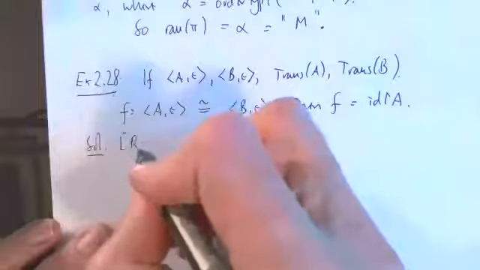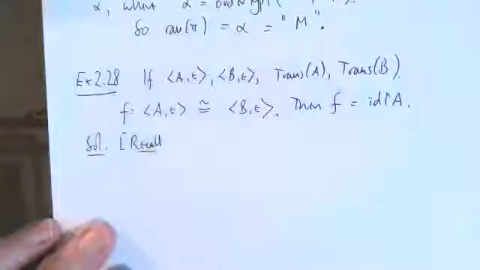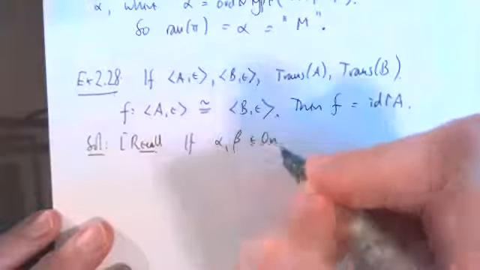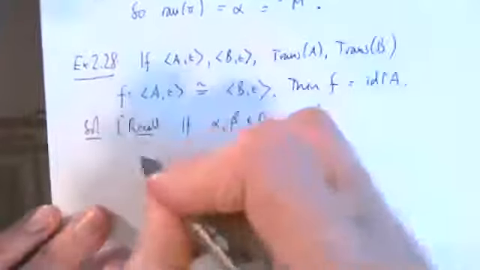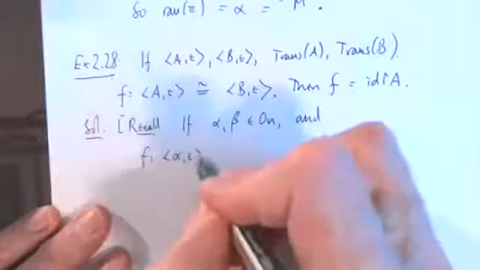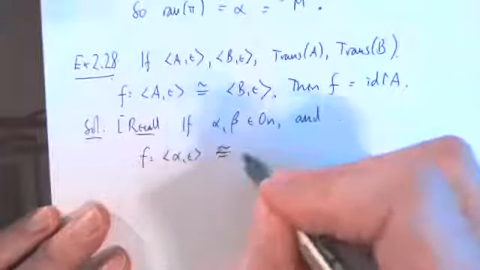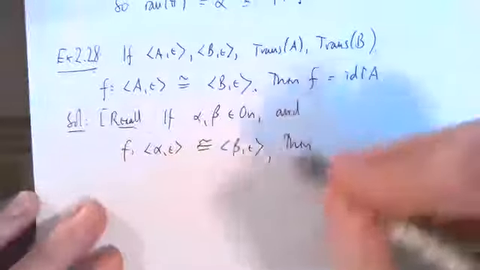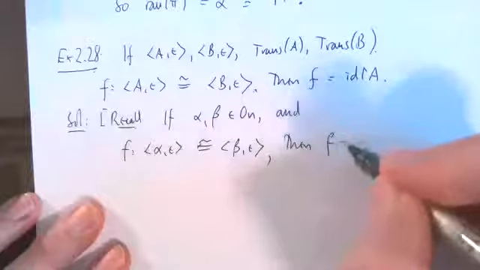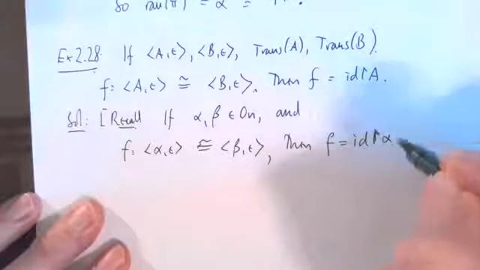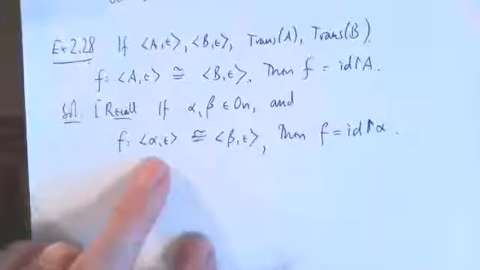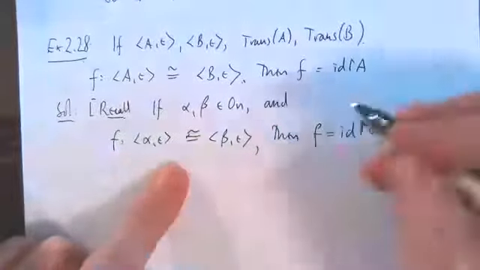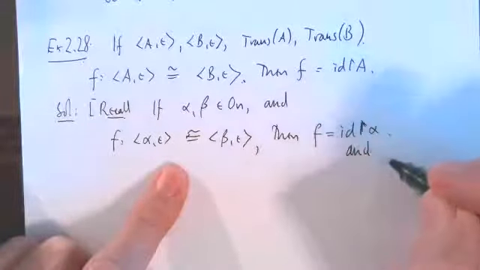So I'll just recall what we have for ordinals. If alpha and beta are ordinals, and f takes the ordinal alpha isomorphically to the ordinal beta, then we had in the set theory course that f is the identity. The only isomorphism of an ordinal with itself is the identity map. Well, because it's the identity, beta equals alpha.